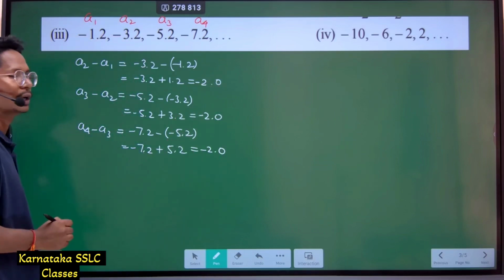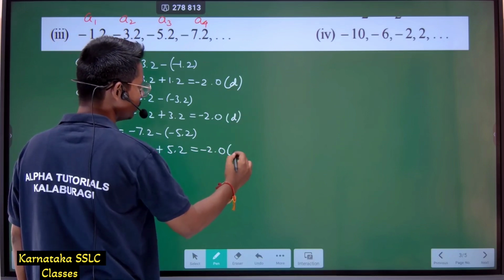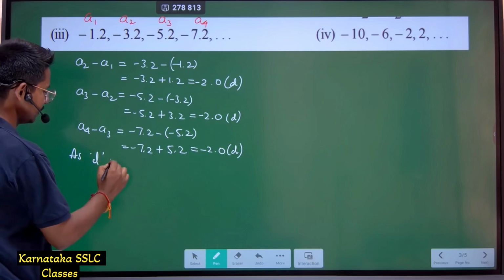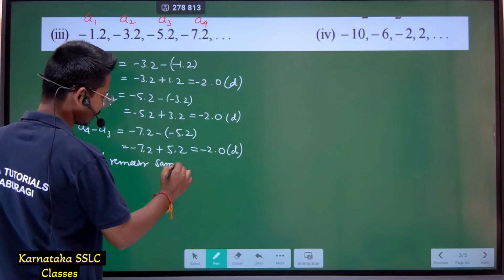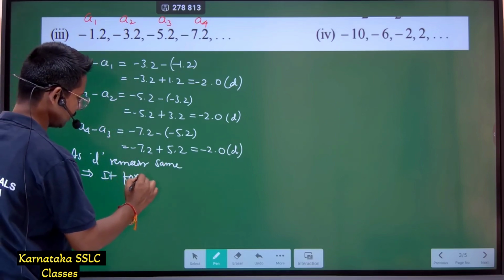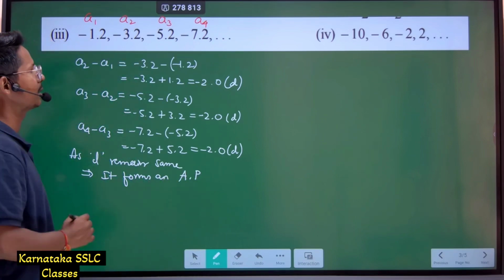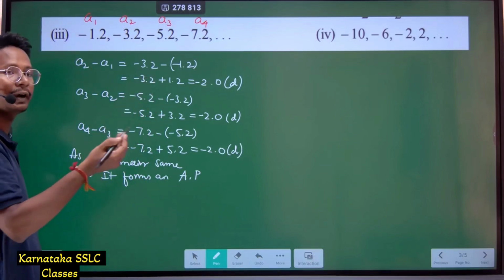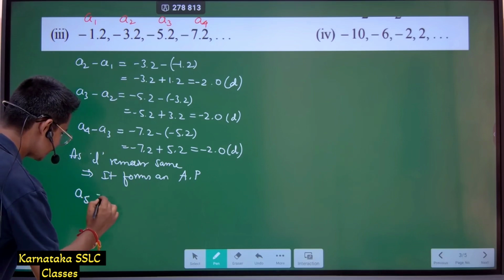So you can see in all the cases, D value remains same. So you can say D remains same, it forms an AP. It forms an AP. Correct? So when it forms an AP, I can find the next terms. As per the question, I have to find the next three terms. I mean a5.